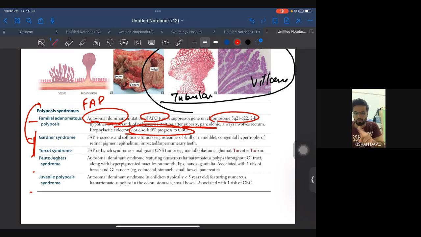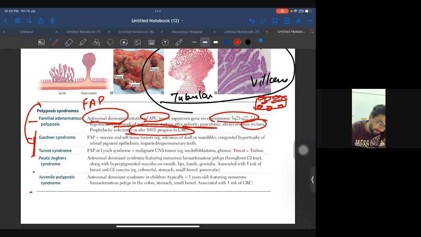In UWorld there are two questions, and in NBME also they have asked this question. It always involves the rectum, most commonly. In the NBME images there are many questions showing the rectum with so many polyps. Even in UWorld they have shown so many polyps. So make sure FAP is clear: autosomal dominant, APC gene mutation, 100% progression.